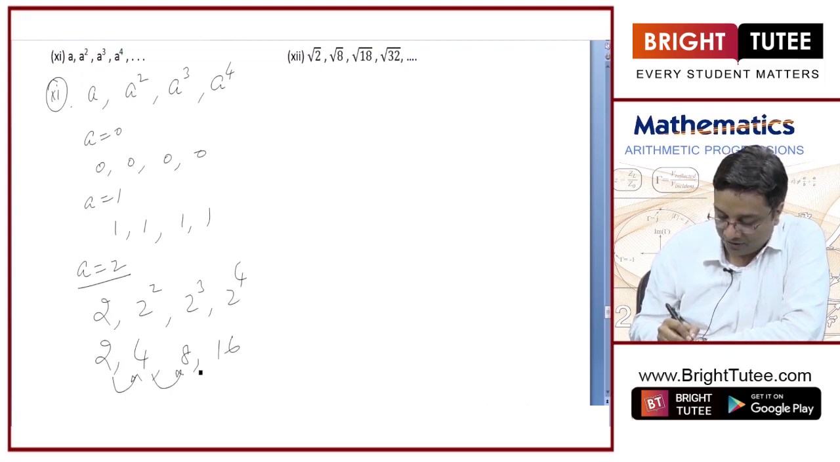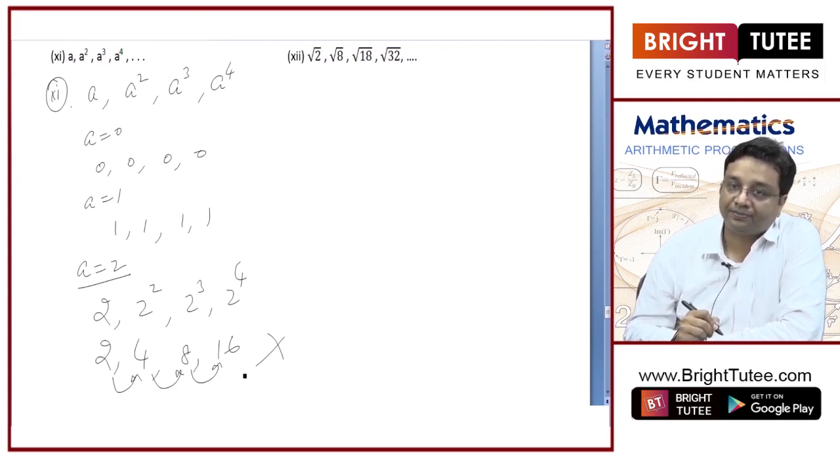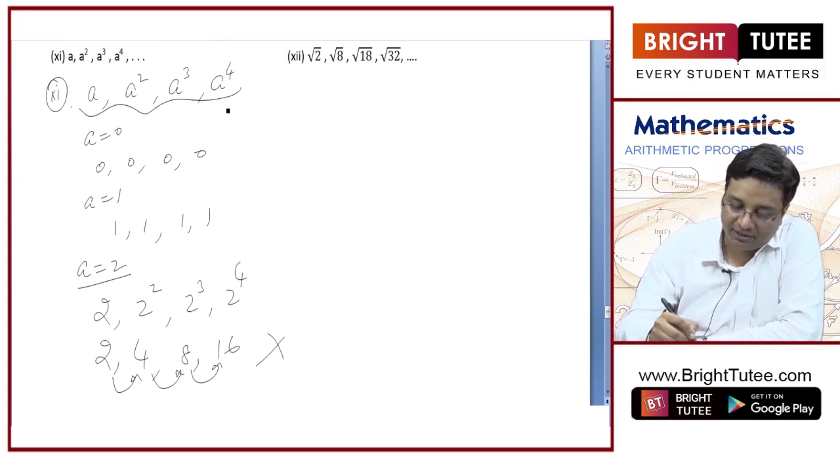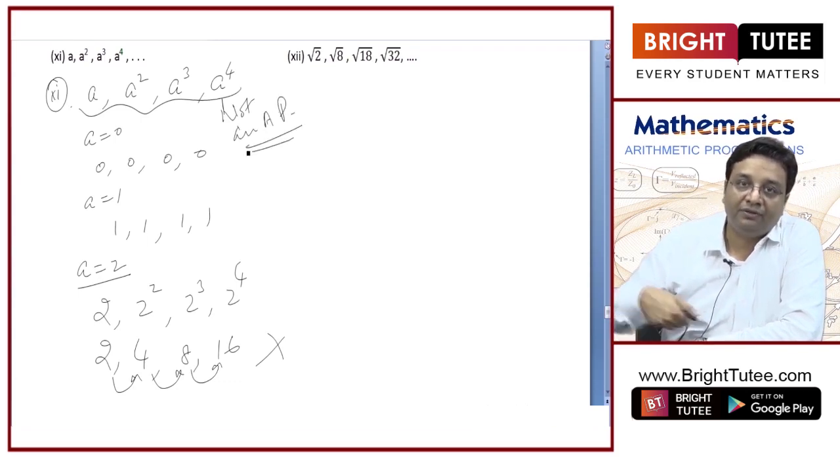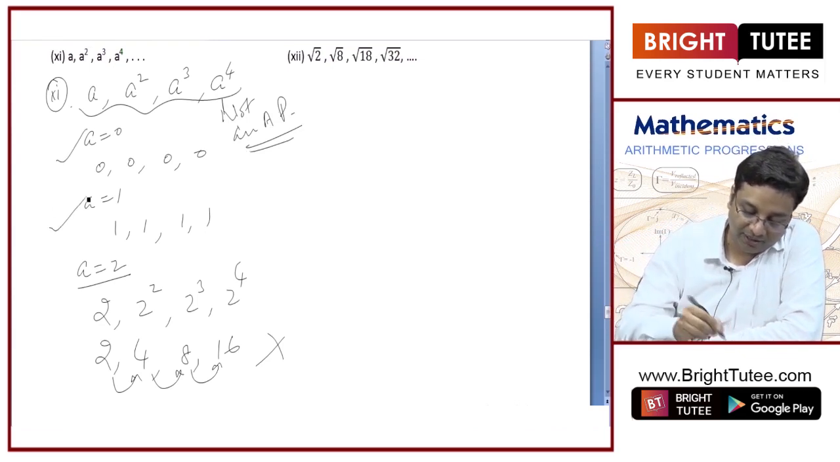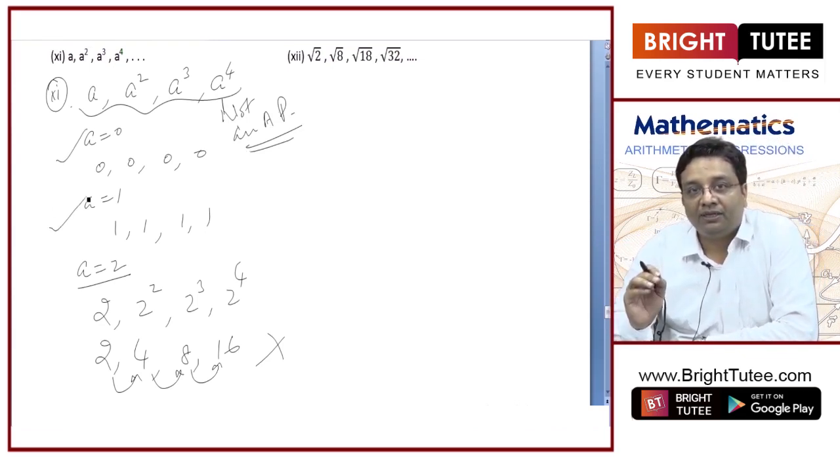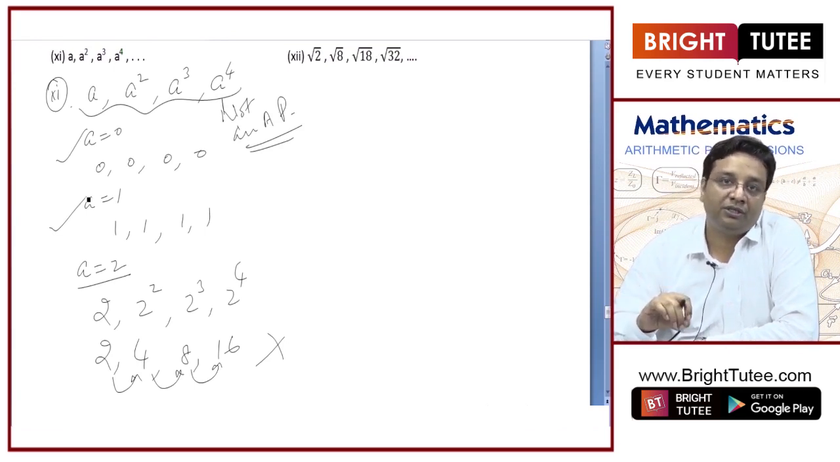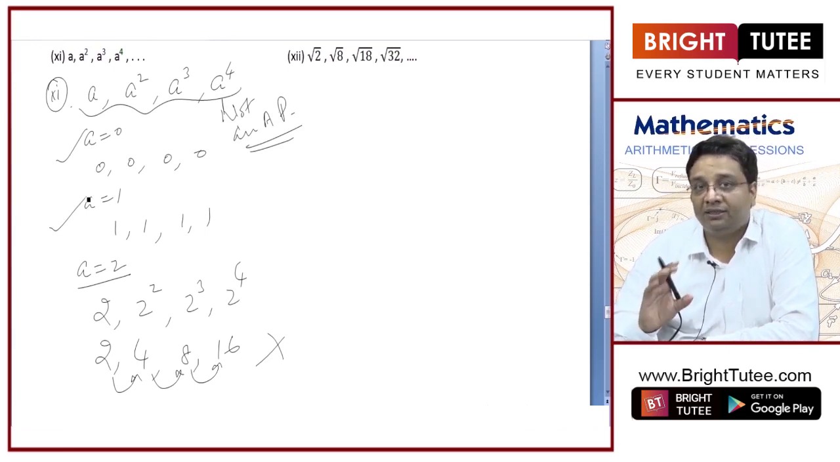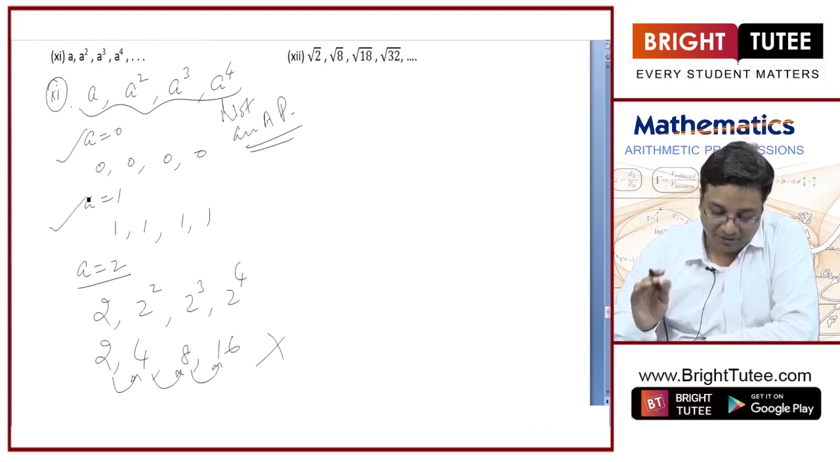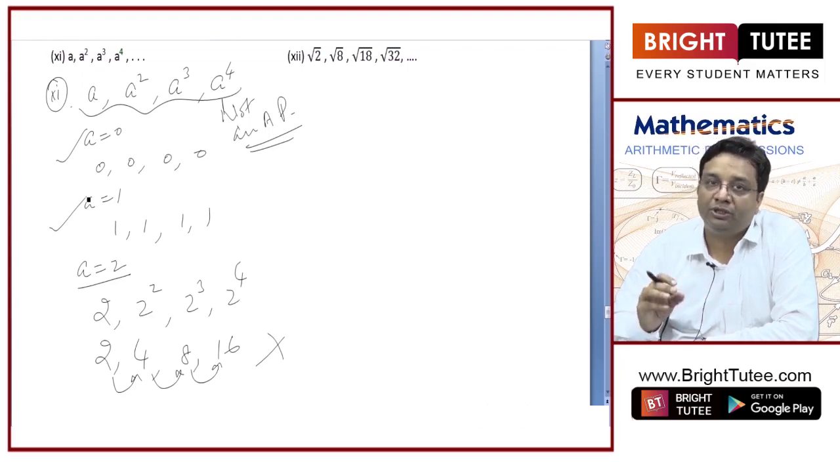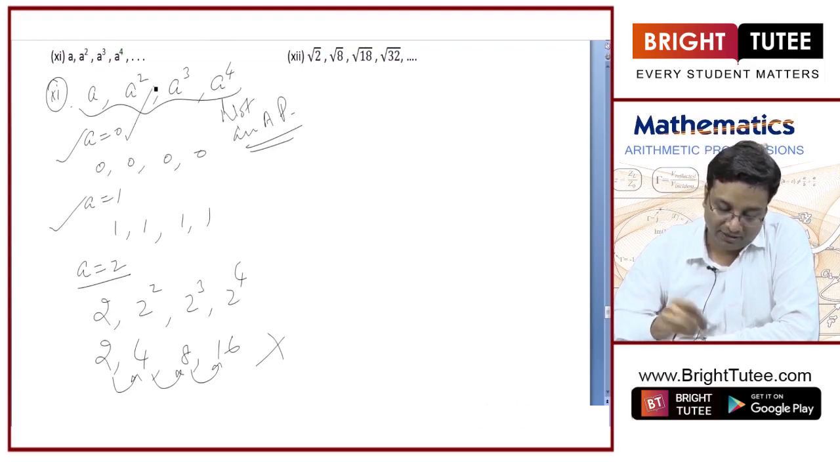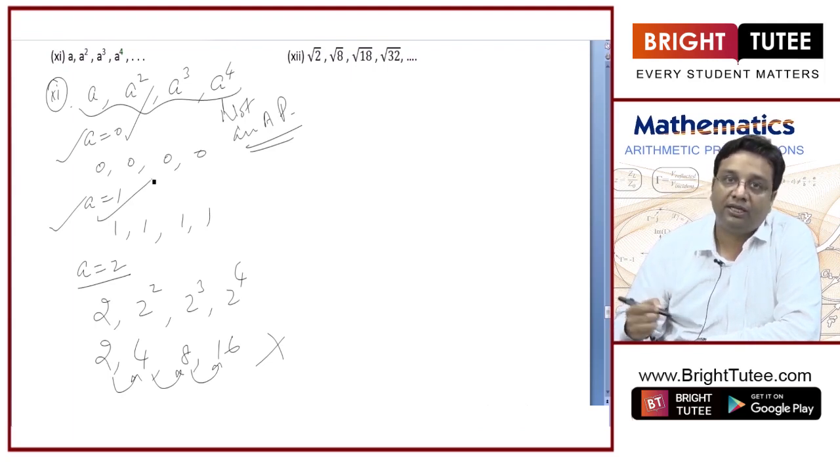There is no common difference here. So it is not an AP. So in general, we can say that this is not an AP. Right? I have given you the exceptions also. A equal to 0 and a equal to 1 will make it an AP. But the specific value is not given here. So we will say that in general, this is not an AP. Right? Because in mathematics, for a statement to be true, it should be true at every value of a, right? So there should be no exception. So it is not an AP.